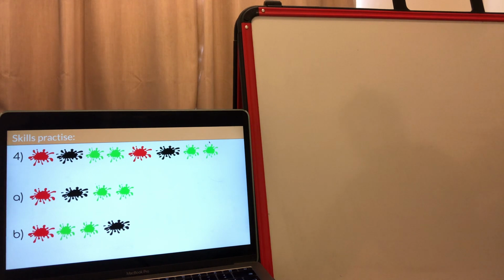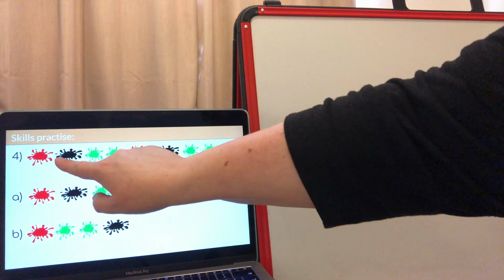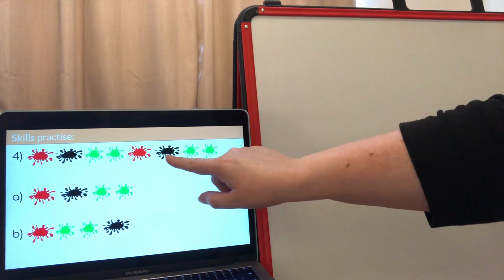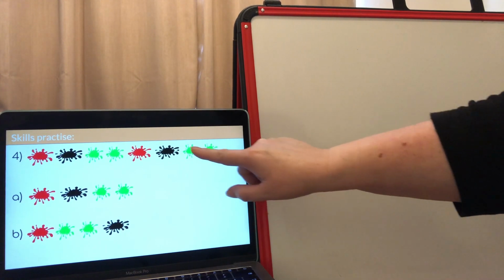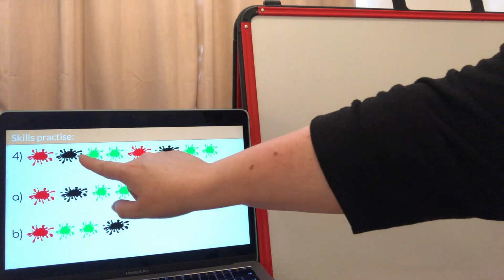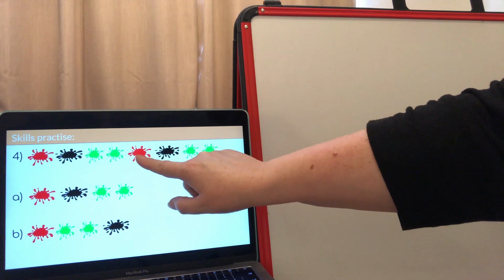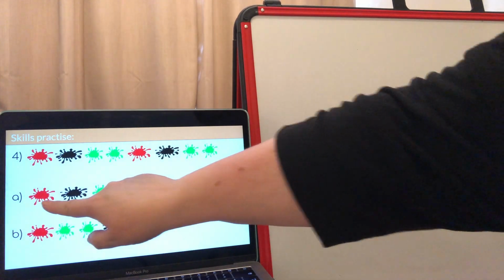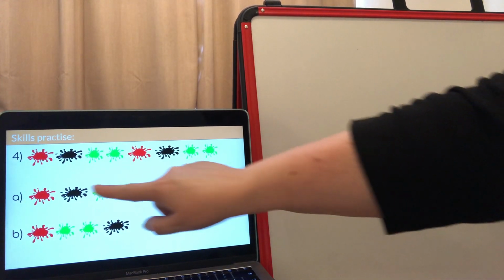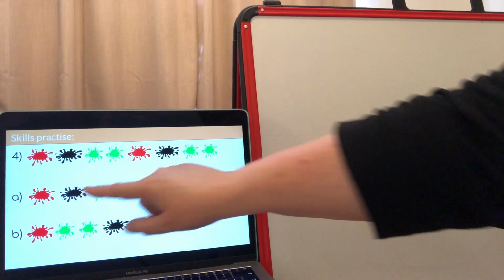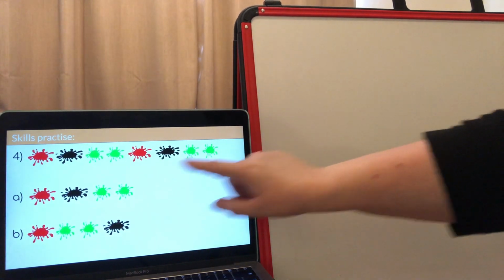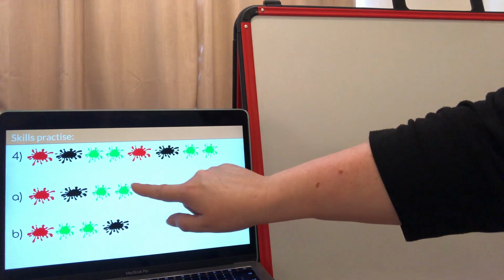Well, this one's got 3 different colours. Can you work out what comes next? Red, black, green, green. Red, black, green, green. What comes after the green, green? Oh, look here. Green, green. Then red. Yeah. Black. So not that one, this one. Red, black, green, green. It's A.